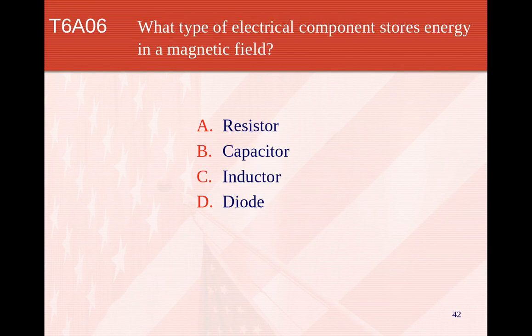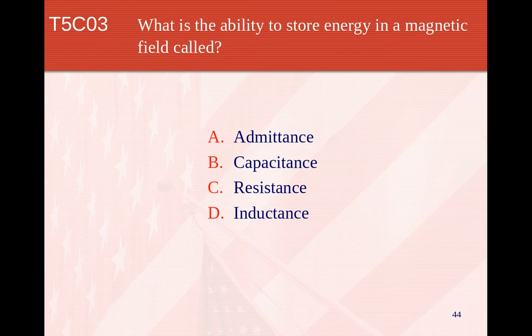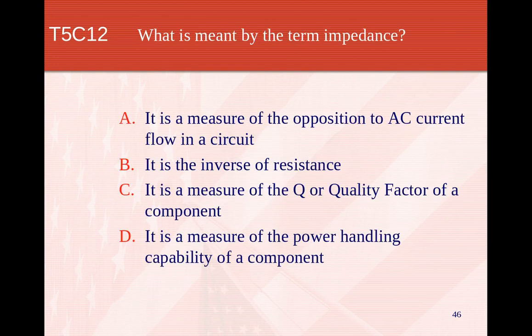And which of the following is a good electrical insulator? Glass. What type of electrical component stores energy in a magnetic field? The inductor. What electrical component is usually composed of a coil of wire? The inductor. What is the ability to store energy in a magnetic field called? Inductance. What is the basic unit of inductance? The Henry.